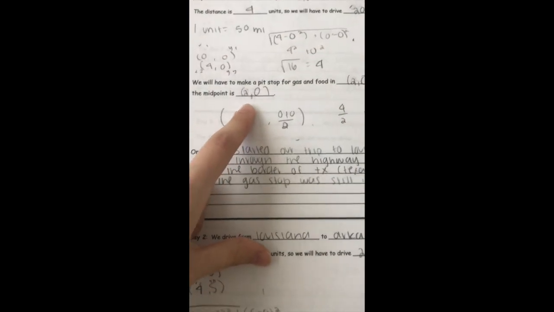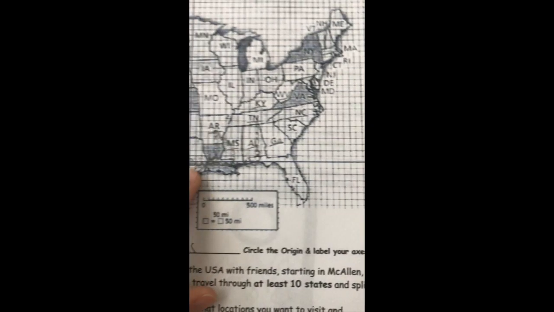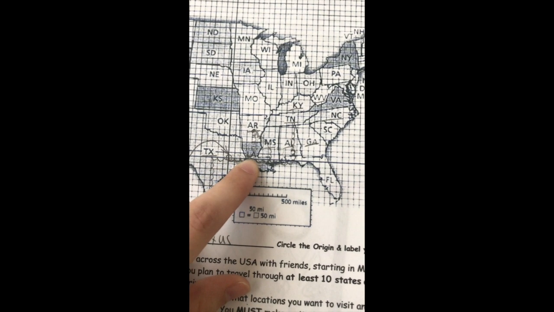So on day 1, I started our trip to Louisiana. We went through the highway that is located near the border of Texas. The midpoint for the gas stop was still in Texas, and the answer was 2,0. So in here, from here to here.